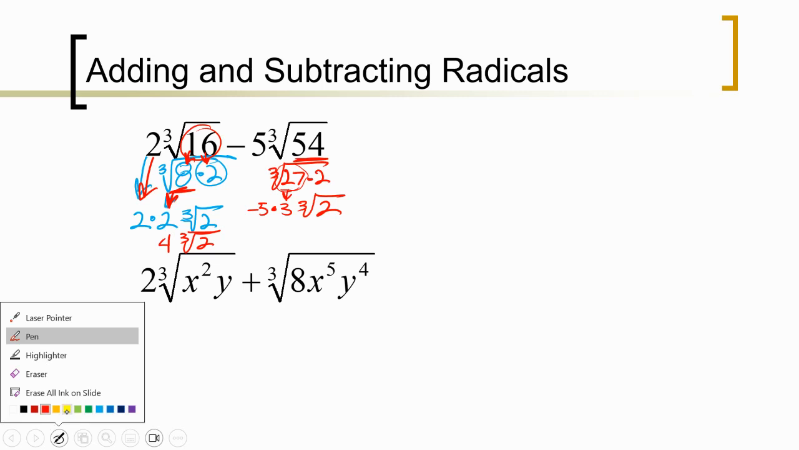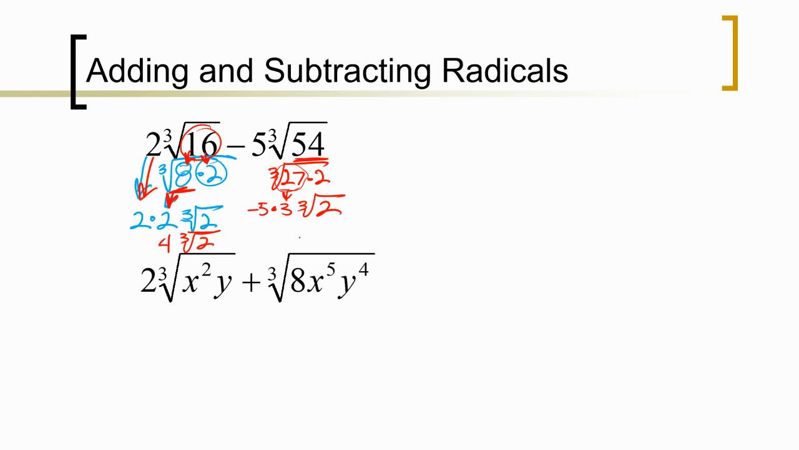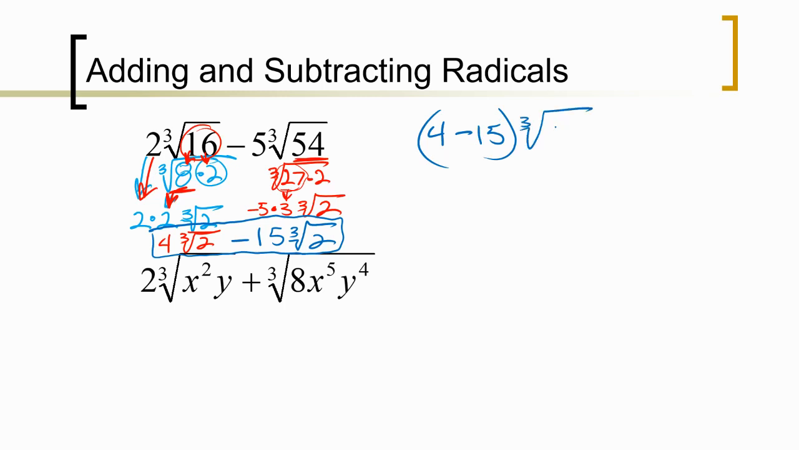So this second cube root turns out to be a minus 15 cube root of 2. So the real problem, after all this work so far, is 4 minus 15 cube roots of 2. So we have 4 cube roots of 2, and we're taking away 15 cube roots of 2. So we do 4 minus 15 to be negative 11 cube root of 2 as our final answer for this problem.